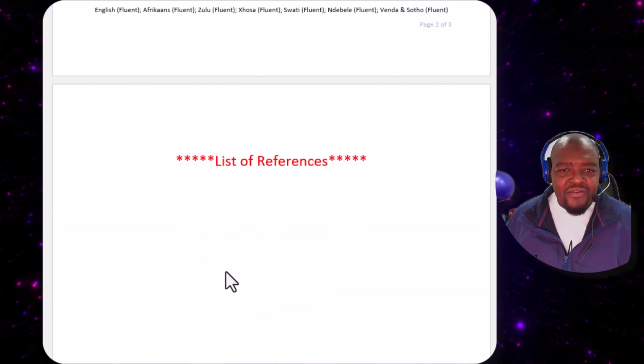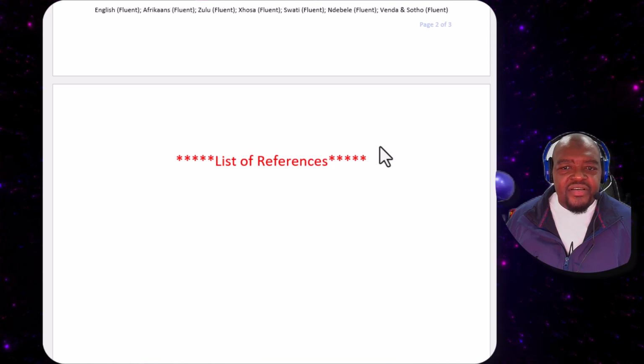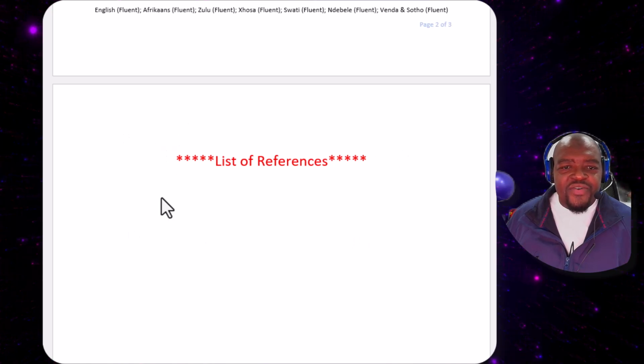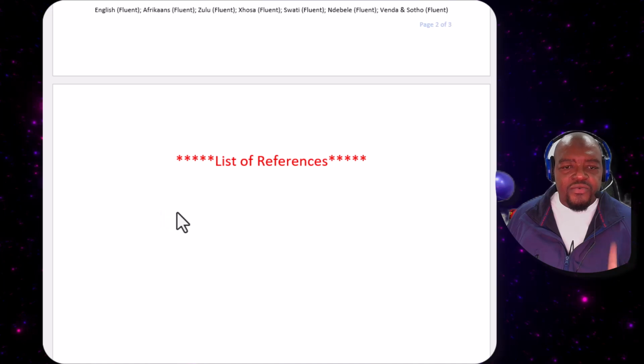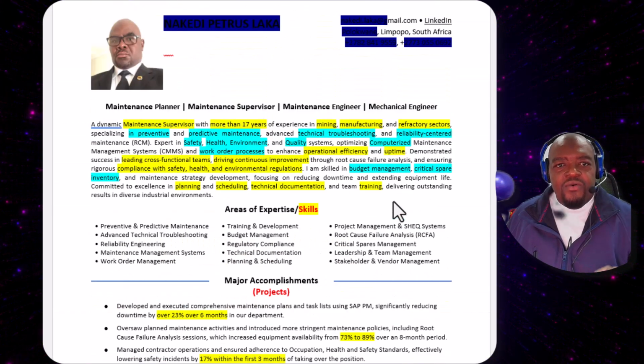The one thing that our friend did not add is a list of references, which I always say is very crucial. Okay, I think this will end here now. The next part will be the scoring part.